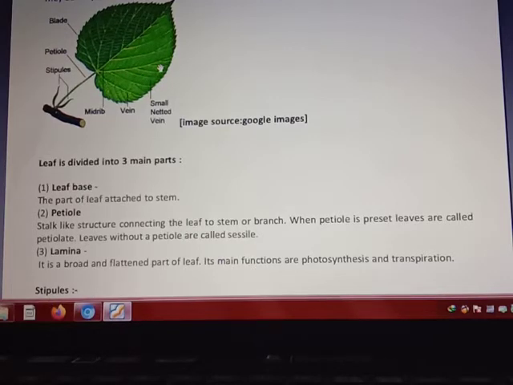All right, and again these veins are divided into very small lines. These are known as small netted veins or veinlets. Major veins are known as veins, and further these are again divided into small structures, small lines, known as veinlets or small netted veins. And what is its function? Its function is photosynthesis, transpiration, and exchange of gases. All of those processes take place through the leaf lamina.